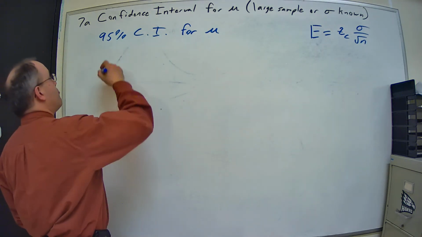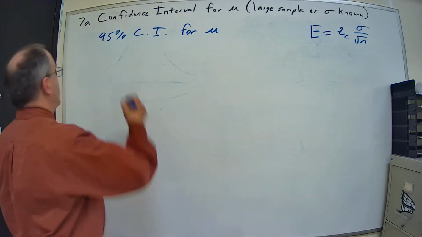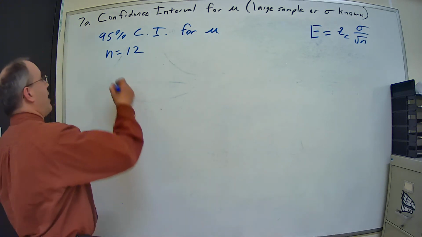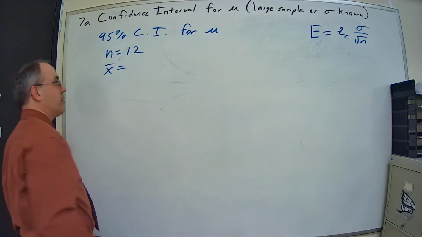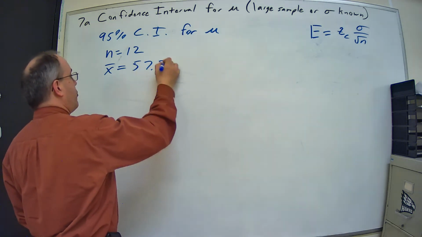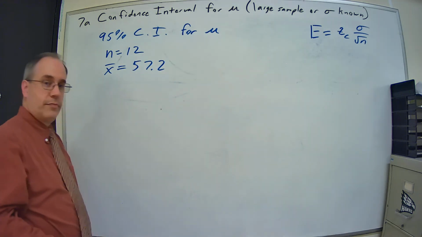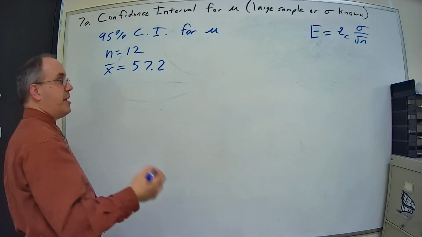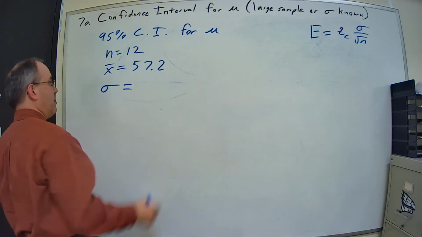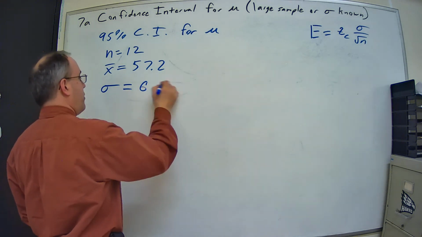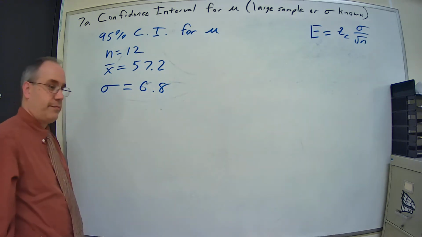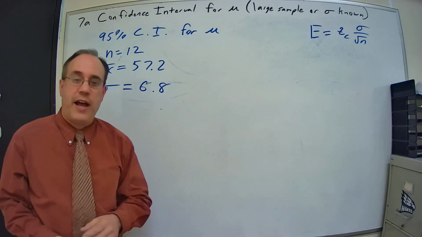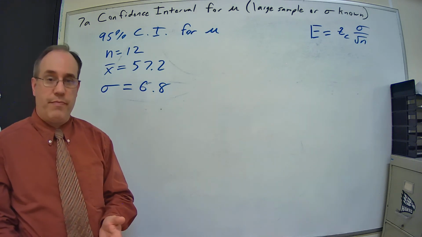So you take a sample of 12 instructors and find that their average age is 57.2. The population standard deviation is known to be 6.8. Let's find the 95% confidence interval for the population mean.